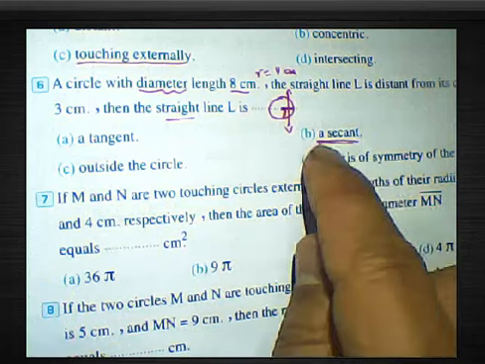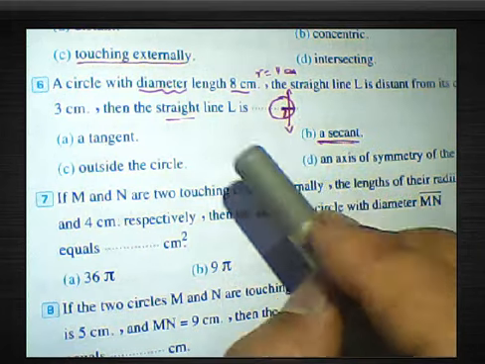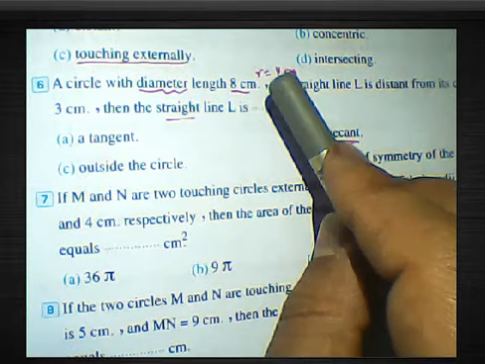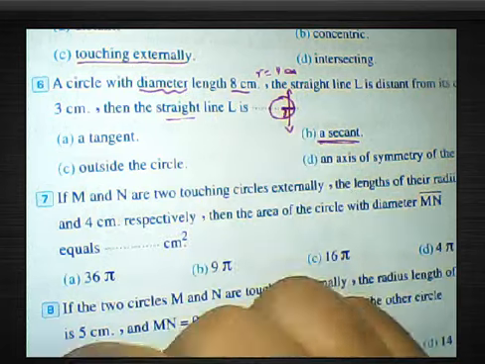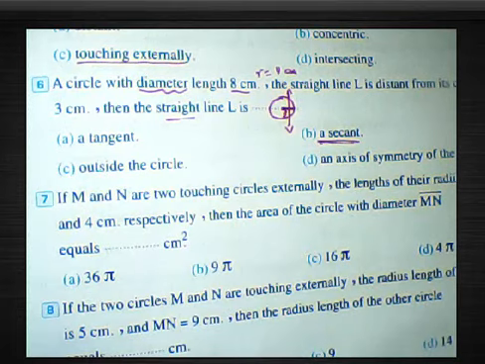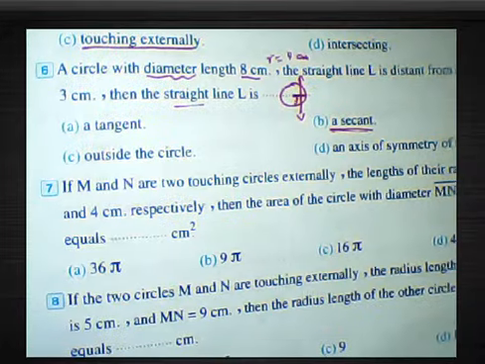Okay, but in this example it is called secant, because the distance between L and the center is less than the length of the radius. The length of the radius will be 4, because it gave us the diameter here, 8 cm. Okay, next question here.